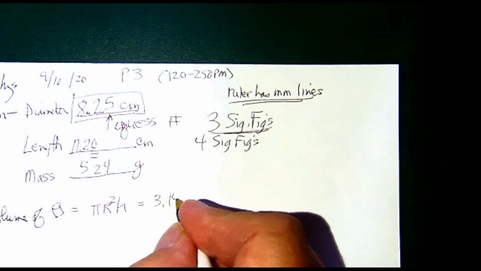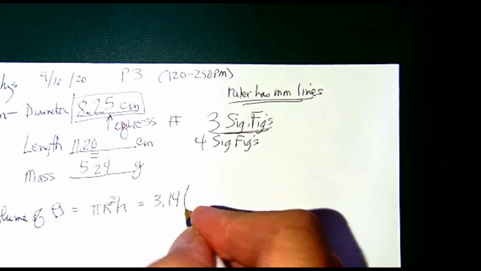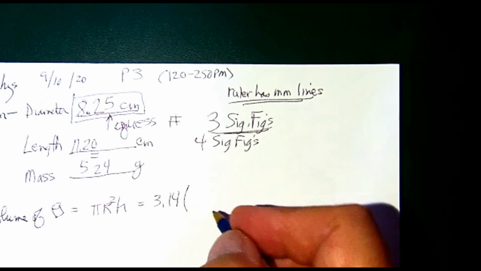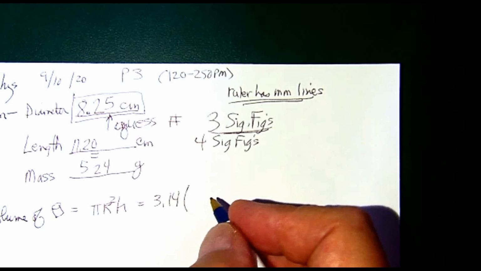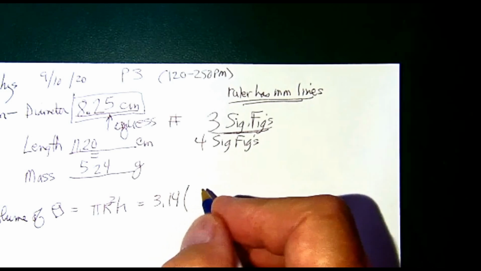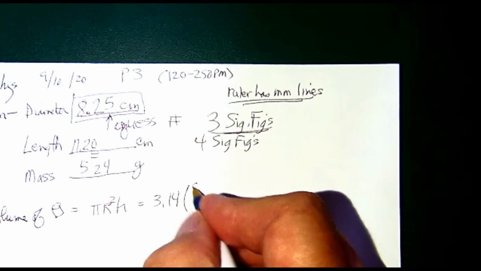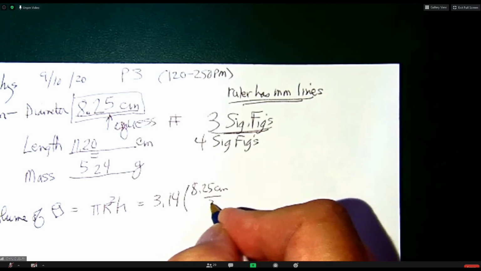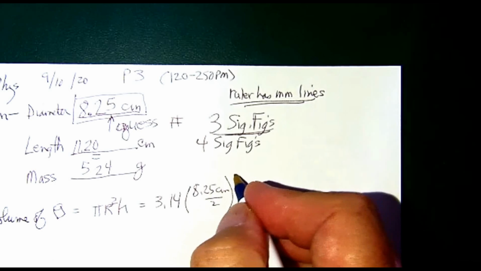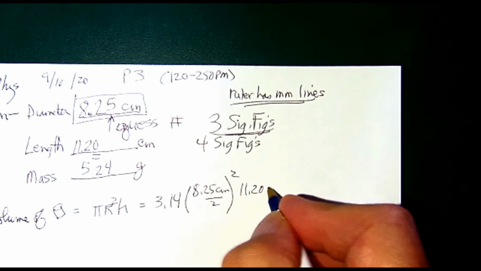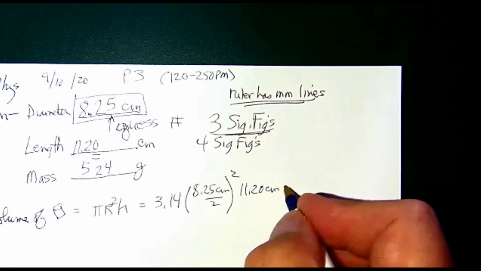What's the volume of your can? And notice that 3 sig figs is just about all you need for almost every calculation. There's rarely any that have 4, 5, or 6. So 3.14. Now the diameter is twice the radius, so we have to divide that in 2. So this is 8.25 divided by 2, and this is squared, times the height, for me 11.20 centimeters.